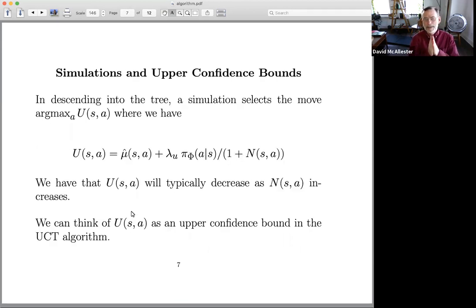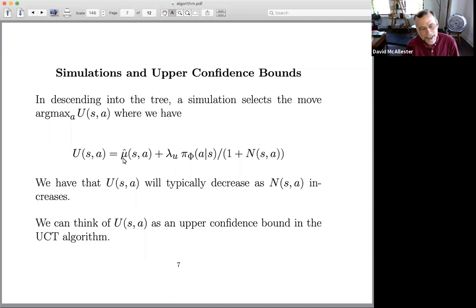Okay, so I said that when we do a simulation and we descend into this tree, we're using something analogous to the UCT algorithm to select the move at each node that we reach. The selection algorithm is going to take the action that maximizes an upper bound. Semantically it's not really clear that this is an upper bound, but we're going to maximize this quantity USA, which I'm thinking of as an upper bound.